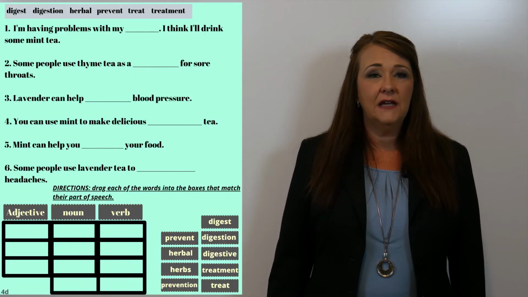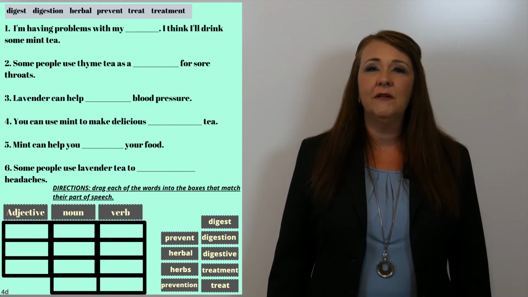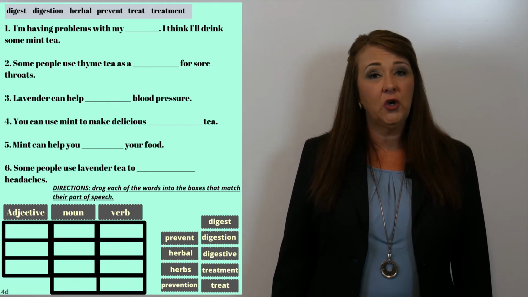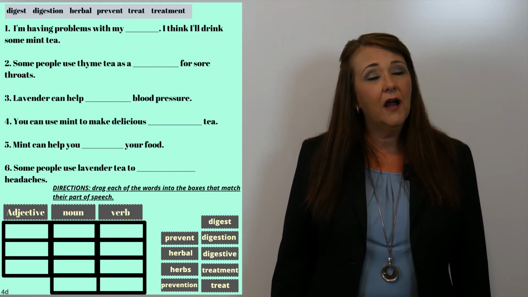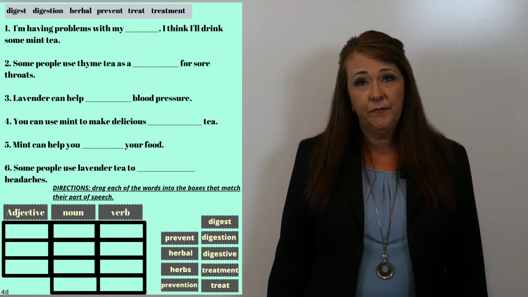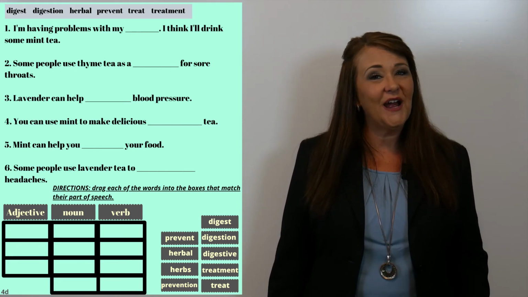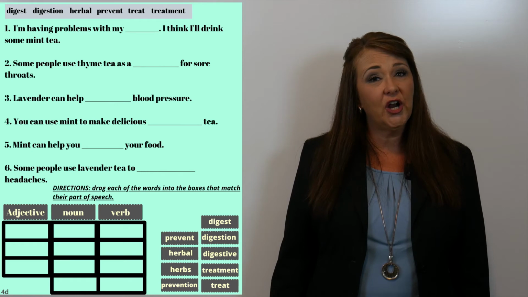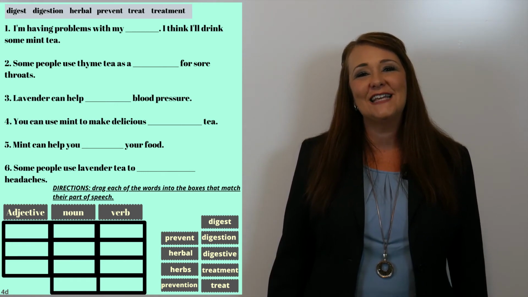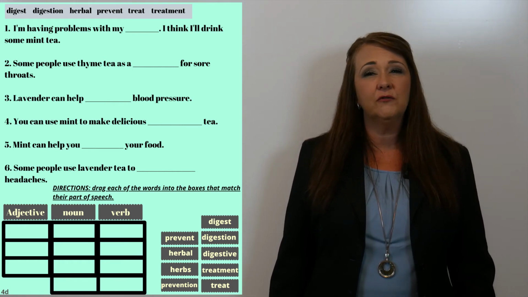So here you see the bottom of the screen where we have some vocabulary words. We also see a column in the chart for adjective, a column for noun, and a column for verb. We're going to first put those words in the correct places in the chart. That will help us do the questions and the sentences above. So let's look first at those words.